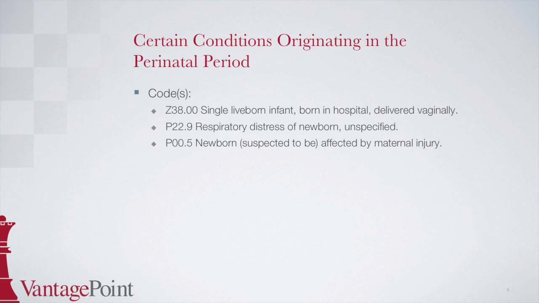The last code is P00.5, newborn suspected to be affected by maternal injury. To locate this code, start at newborn in the alphabetic index, then find the phrase affected by with suspected to be in parentheses next to it, and indented below this see maternal.